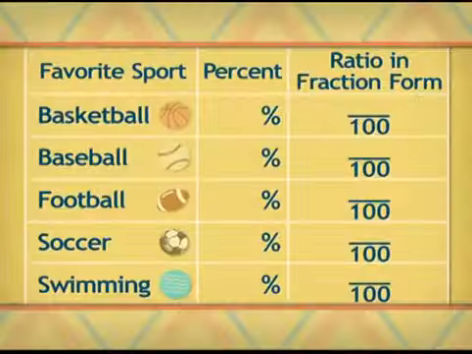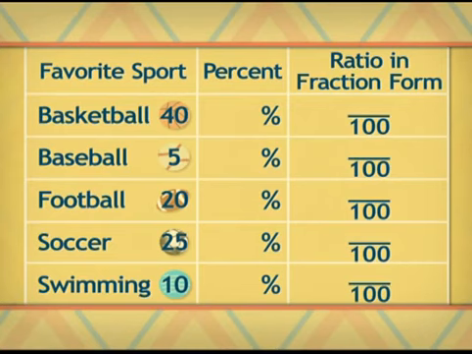So, how many students chose basketball as their favorite sport? Well, 40 chose basketball. And what is the ratio of students who chose basketball as their favorite sport to the total students? Well, that's 40 to 100. 40 chose basketball, there's 100 students that were asked total.